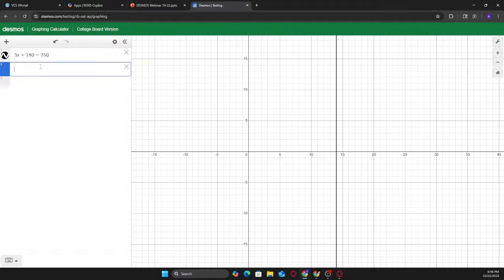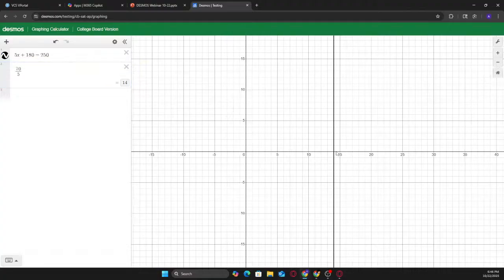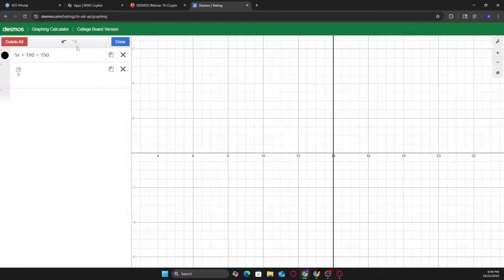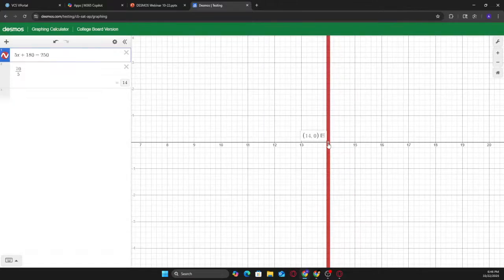The real solution is that you can just subtract 180 from the other side. So 250 minus 180 is 70. 70 divided by 5 is 14. So we're going to look for this right here. Wherever it intersects, that's the solution. And we're going to change the color to red, and change the thickness to 10 right here. You can see right here, it's 14.